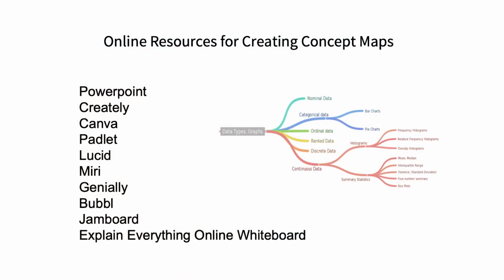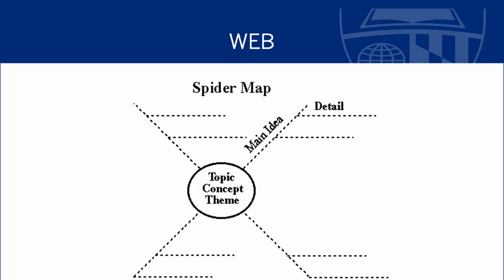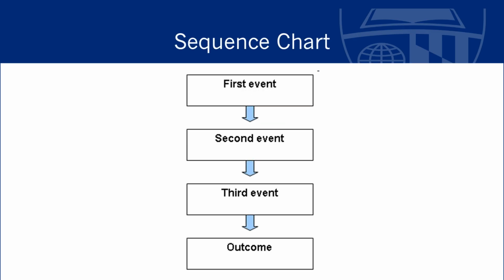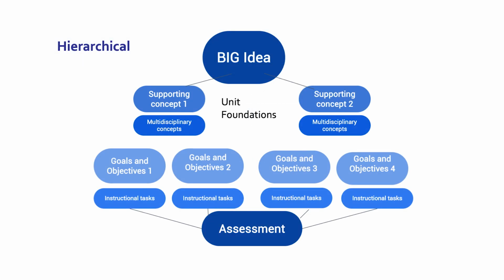Here you see some ways to use programs to create final versions of concept maps. There's no one right way to design a concept map. The spider map is commonly used to show main idea, topic, and then details that support the theme. The fishbone is used to show causes that produce an effect. And here is a sequence chart. This slide shows one way to develop a hierarchical chart, beginning with the big idea.